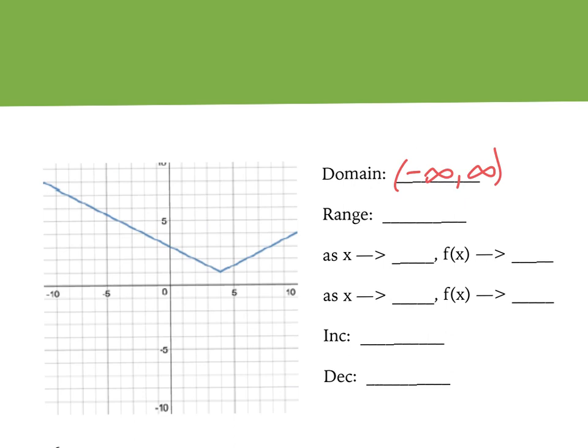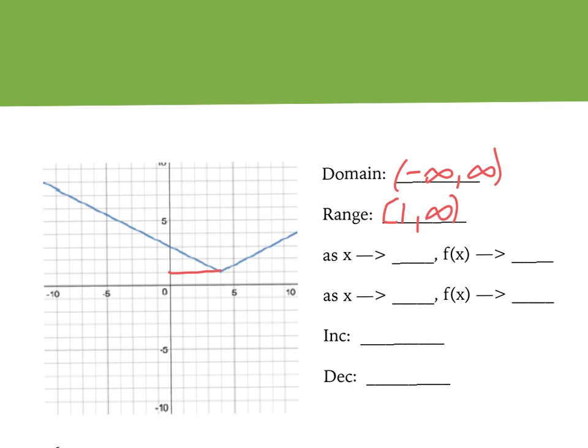Chase, let's make sure we're getting this down. Range, what's that? Negative infinity to 3? No. Range is the y values. Yep. 1 to infinity. Where I'm starting, where I'm going, on the y-axis.